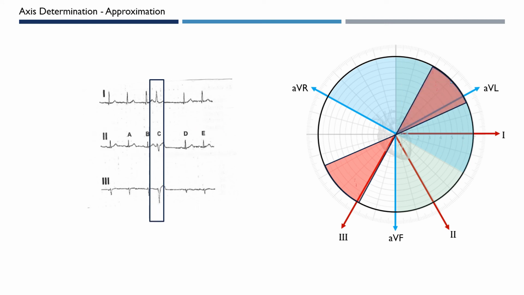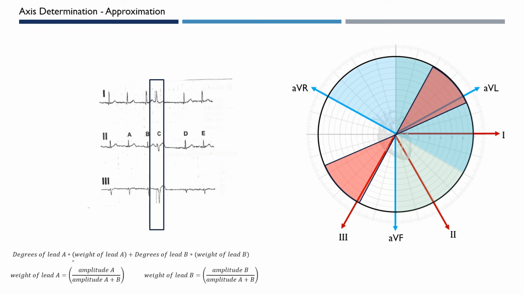However, we can also use a mathematical approach. If we do the same thing where we look at our raw amplitudes and we use the same equations, where we're using the weight of one lead and its relative degrees and the weight of another lead and its relative degrees, we can calculate an approximate axis. For this example, we can use lead 1 and lead 3 because they're very clear in their depolarizations.